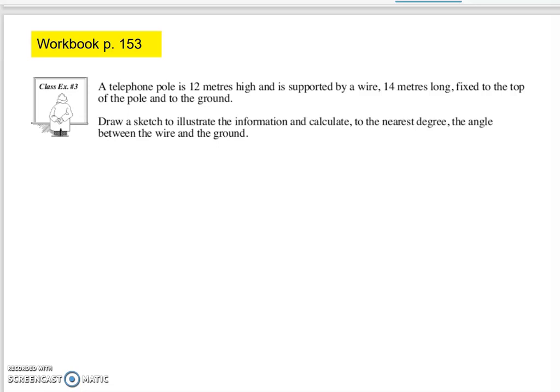Page 153, example number 3. This example is focusing on how to find a missing angle in a right angle triangle. Okay, so in this word problem, the first thing we're going to do is set up our triangle.